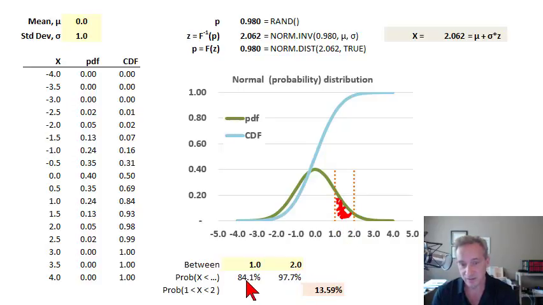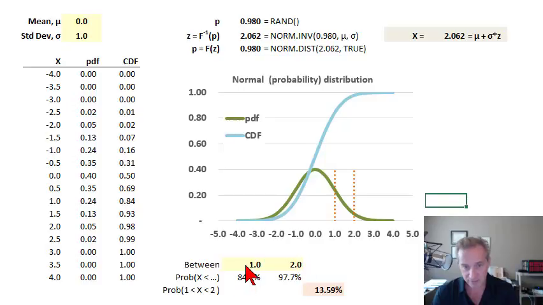So in this case, that would be approximately 97.7%, because for the 2, we have 97.7% of the area under the curve to the left, and then we subtract the 84.1% that's to the left of the 1, and we get what's left, which is 13.6%, and so that would be the probability that the z random variable falls between 1 and 2.